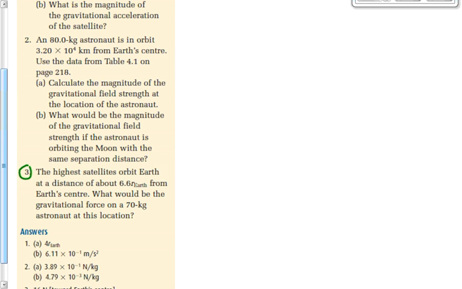Question 3 says the highest satellites orbit Earth at a distance of about 6.6 times the radius of the Earth. And we talked about what that meant yesterday, right? I think the radius is 6.38 times 10 to the 6 meters. What would be the gravitational force on a 70 kilogram astronaut at this location?